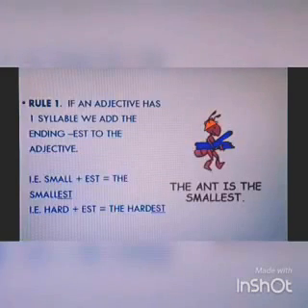We also have rules in superlative adjectives. The first one is, if an adjective has one syllable, we add the ending est to the adjective. For example, I have two, which are small and hard. What are we going to do? Add est to small. But before, we add the. And it turns to be the smallest. Hard, the same. The hardest. An example is, the ant is the smallest.